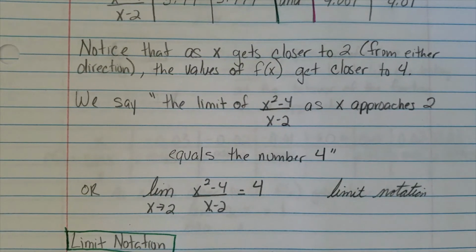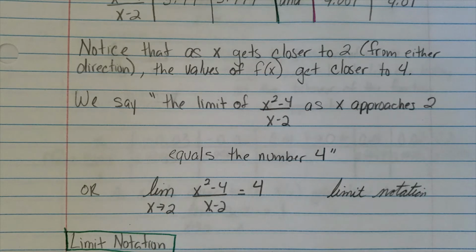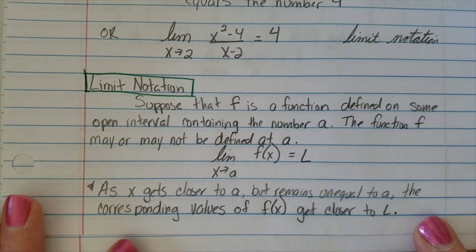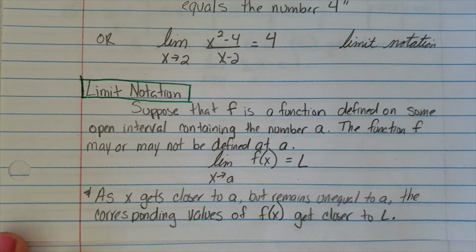So here's how we read it. The limit of the quantity x squared minus 4 divided by the quantity x minus 2 as x approaches 2 equals the number 4. Here it is in limit notation, and here is your definition of limit notation.